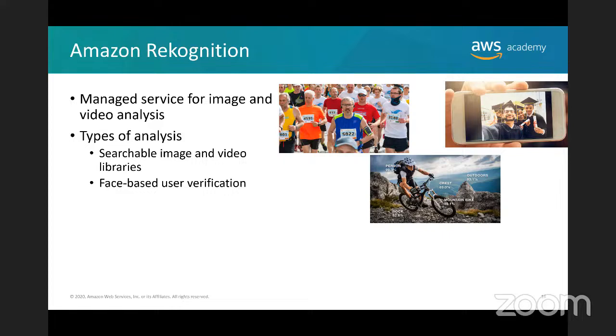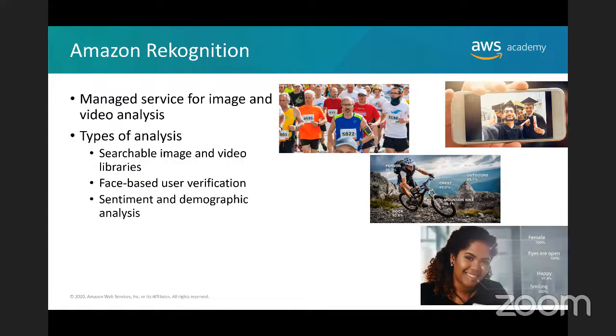You can see in a lot of mobiles, if you have stored some names with the pictures, when you are clicking the pictures, it will show the name also, right? So it will analyze it. Even in Google, you can see that Google is able to classify the pictures based on your face, right? So face-based user verification is very possible. You can see that sentiment and demographic analysis is also there. We can see with the help of face, right?